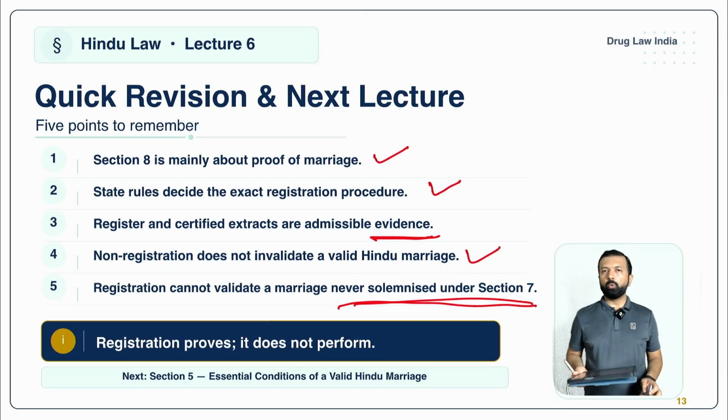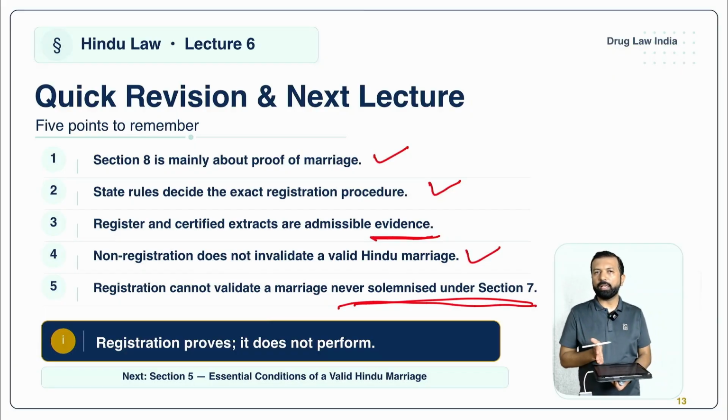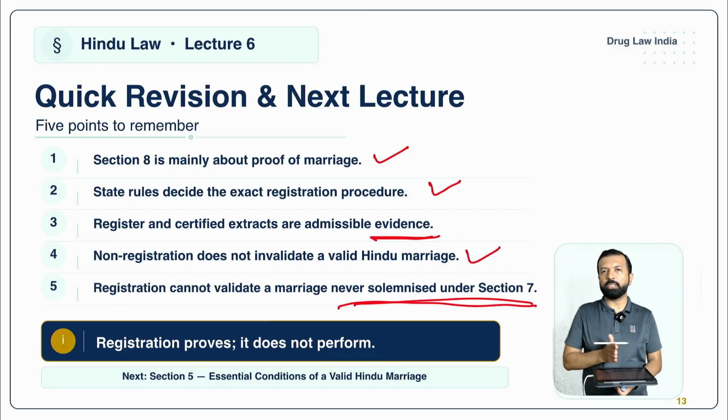So the final rule that we need to keep in mind as a one-liner is that registration proves a marriage, but it does not perform a marriage. A registration certificate is powerful evidence, but it is not a document that will perform a marriage by itself. The legal foundation of Hindu marriage lies in a valid solemnization taken place in accordance with Section 7.